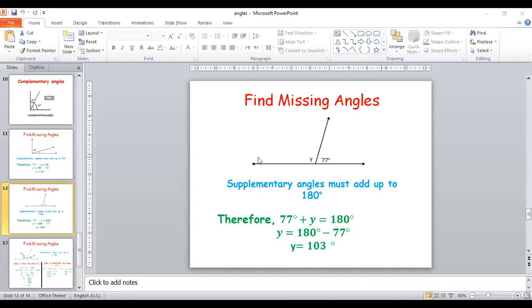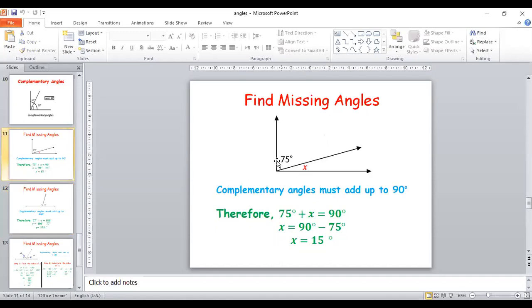These were the easier examples, where one of the angles is given in numbers and the other one you have to find as the missing angle. When they have given such angles in numbers, you can easily find them by just subtracting. If it is supplementary, you subtract the given angle from 180, or if it is complementary, you subtract the given angle from 90.